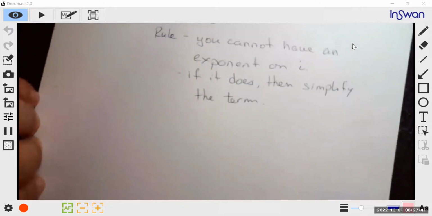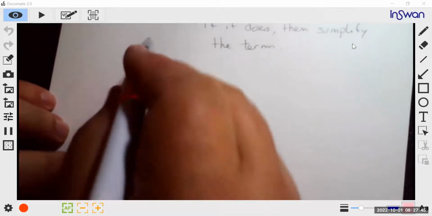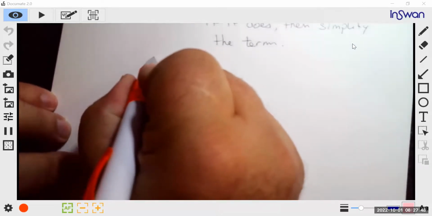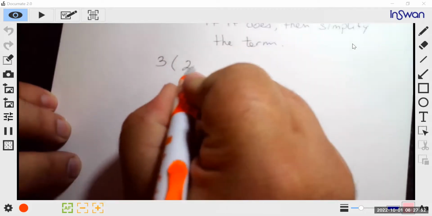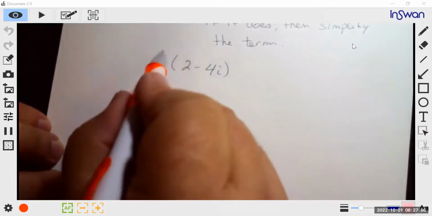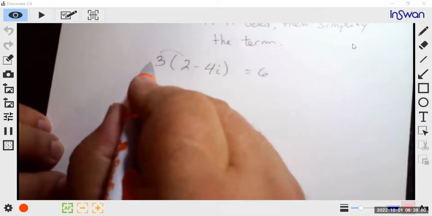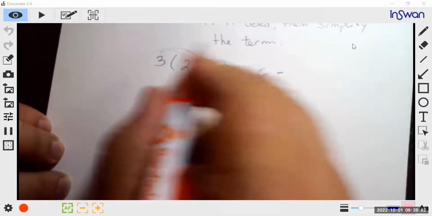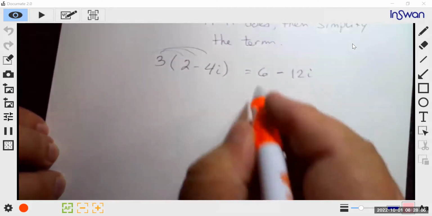Now, what does that mean? What does that next part here mean? Let's look. Okay, now we have coefficients. We've been practicing with these already. 2 times 3 is 6. Positive times negative is negative. 3 times 4 is 12i. That's not a problem. There's no exponents or anything.